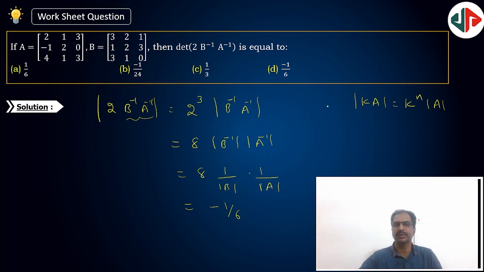So this property is very important: det of KA is equal to K power n into det A. And det of AB is nothing but det A into det B. These are the properties which we have used in this question. Det of A inverse is nothing but 1 by det A.